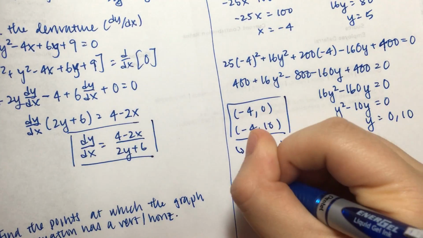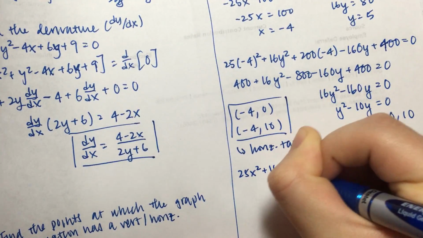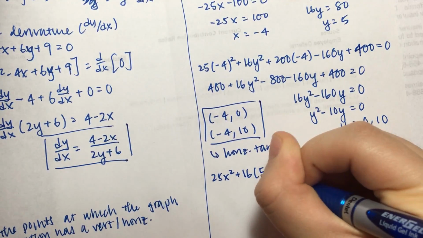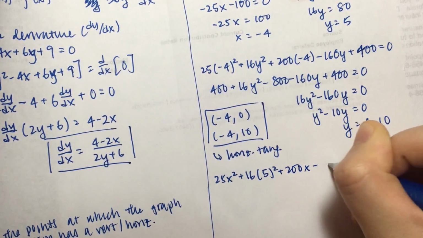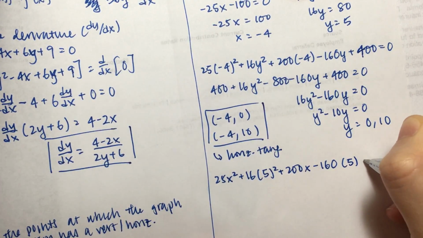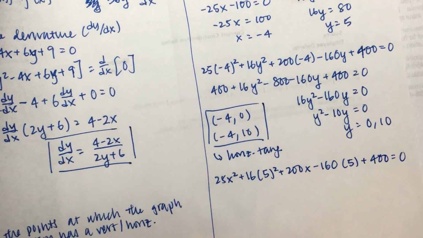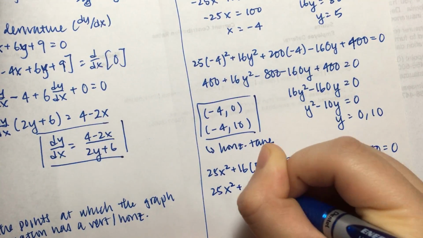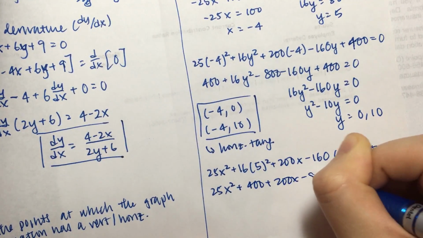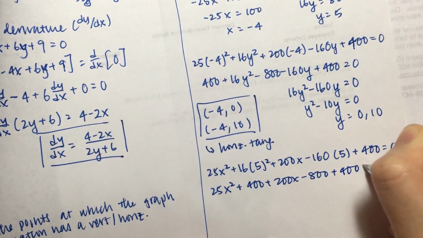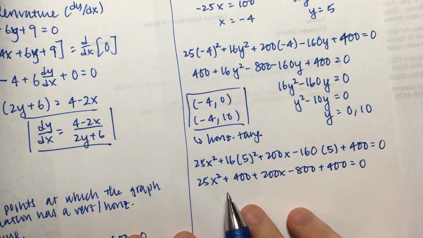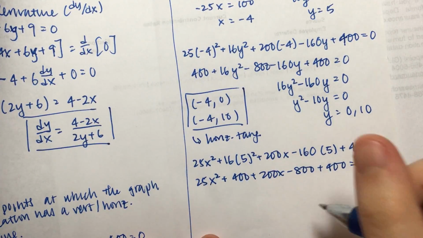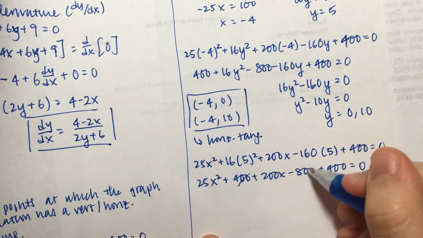Okay, now, same equation, but now I'm going to plug the y in and solve for x. 160 times 5 plus 400 equals 0. Alright, what is that equal to? 25x squared plus 400 plus 200x minus 800 plus 400. And again, yay, the constants will cancel each other out, that adds up to 0. And just cross them out like that then.